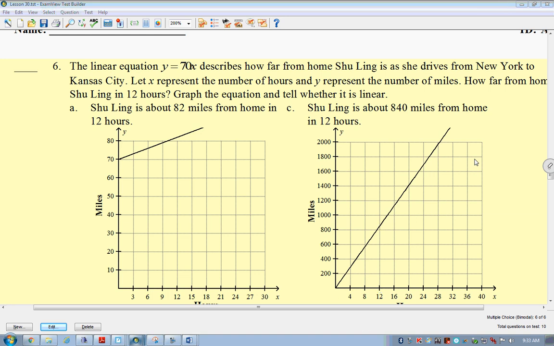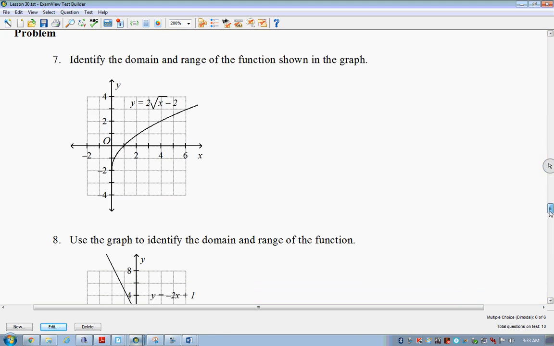Let's erase that. Okay. All right. Identify the domain and range of the function shown here. Okay, number 7. Domain. Domain is what? X values, right? Okay, so let's look at our x values, our domain.